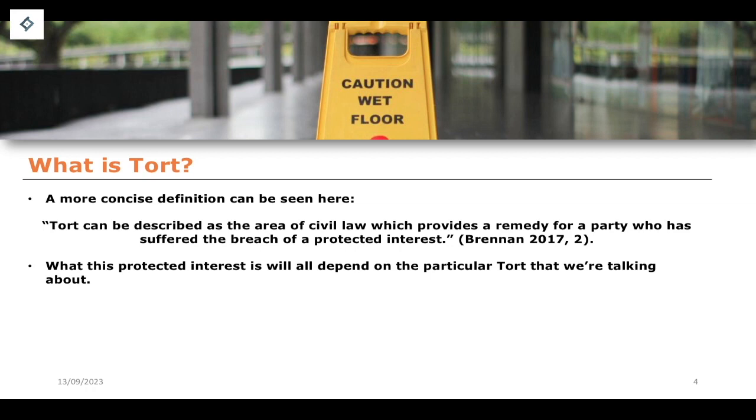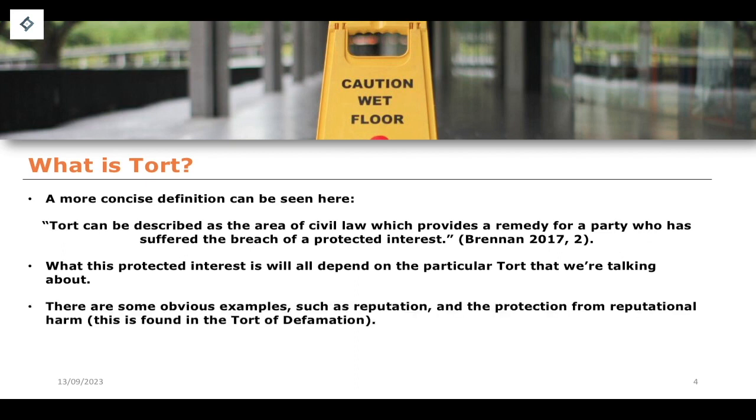Well, essentially, the protected interest that we're talking about, for which a tort can be applied, will depend on the particular tort that we're talking about. There are obvious examples, so your reputation is a protected interest which is protected by the tort of defamation. So if we were to plug in the word reputation for the idea of protected interest in this definition, we would define defamation as the tort which provides a remedy for a party who has suffered a breach of their reputation or damage to their reputation.